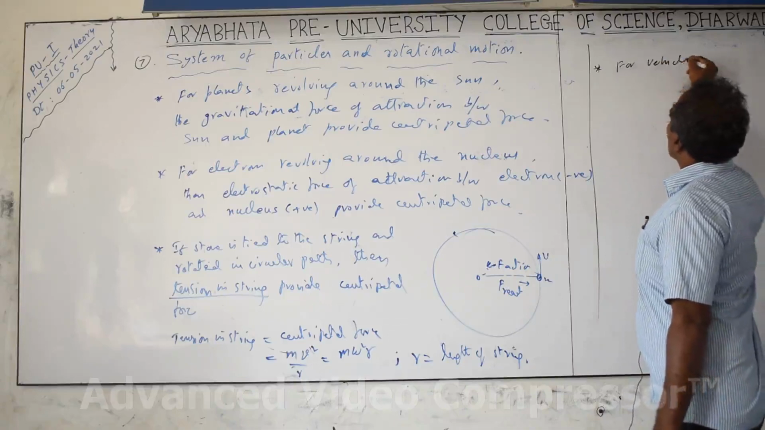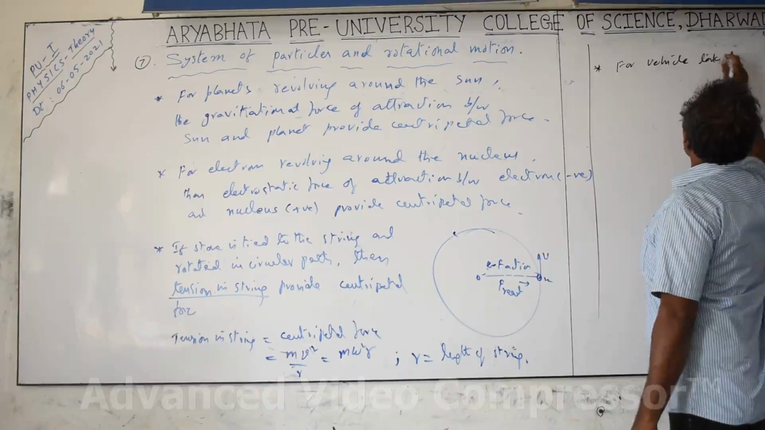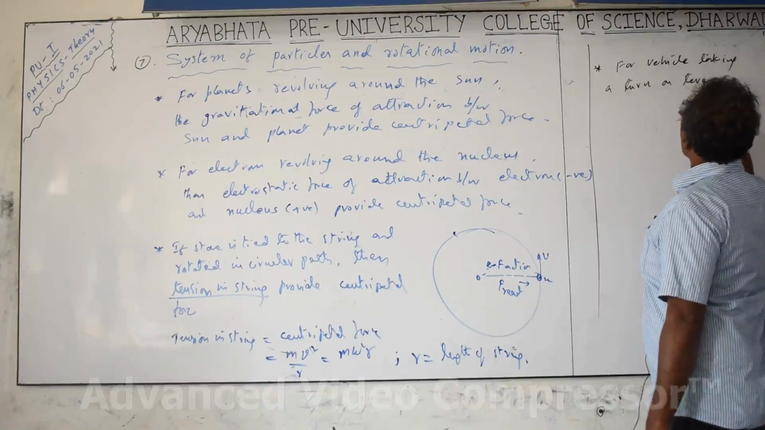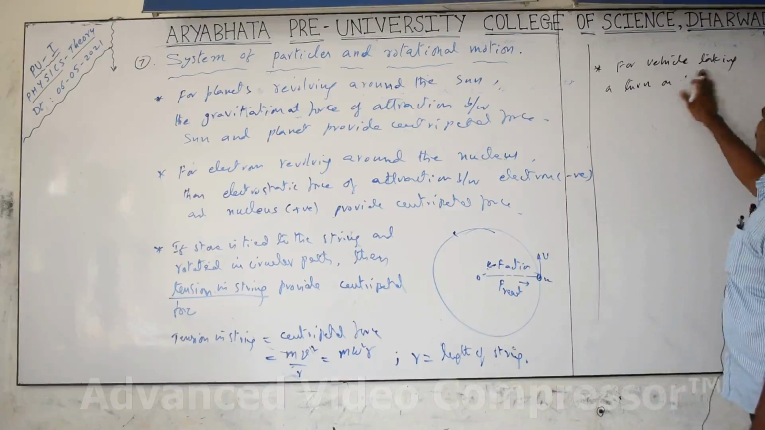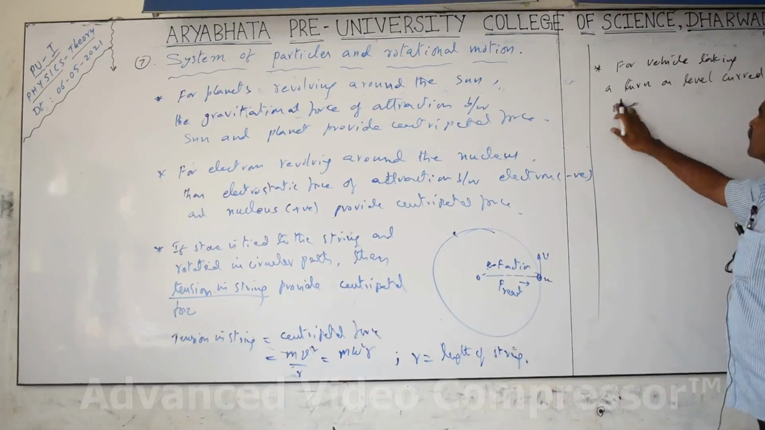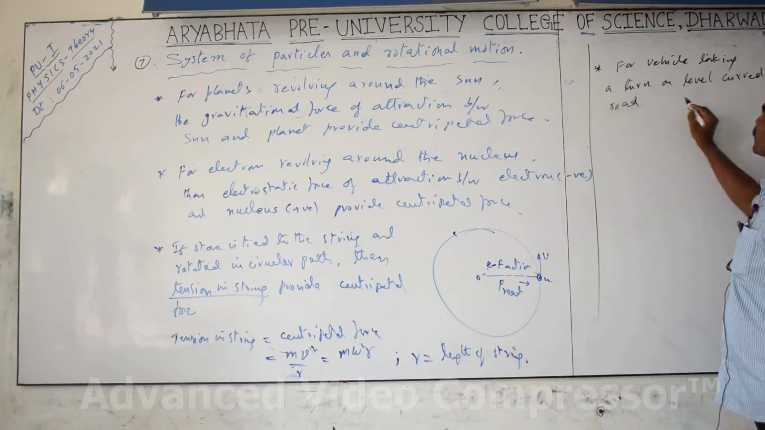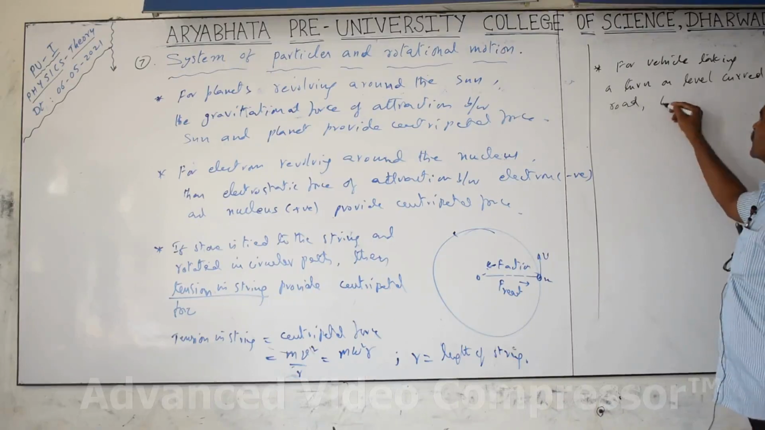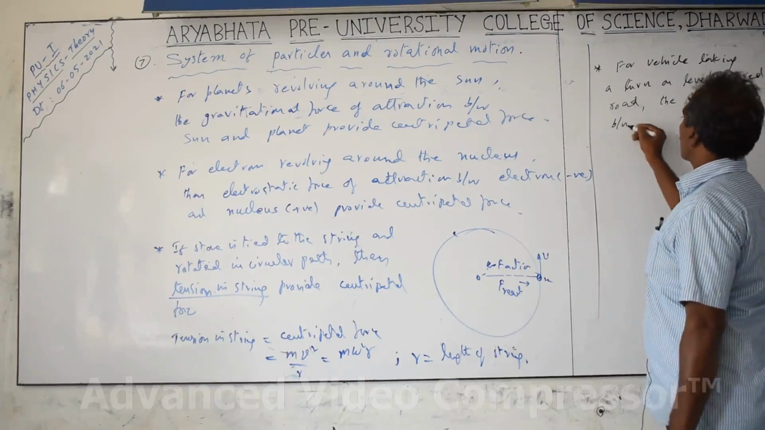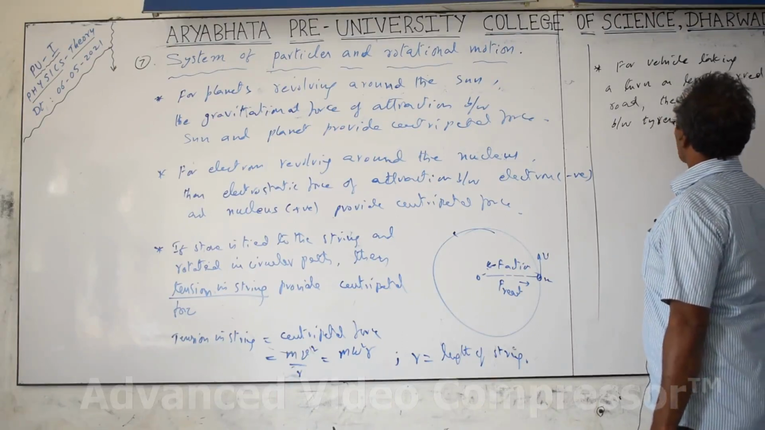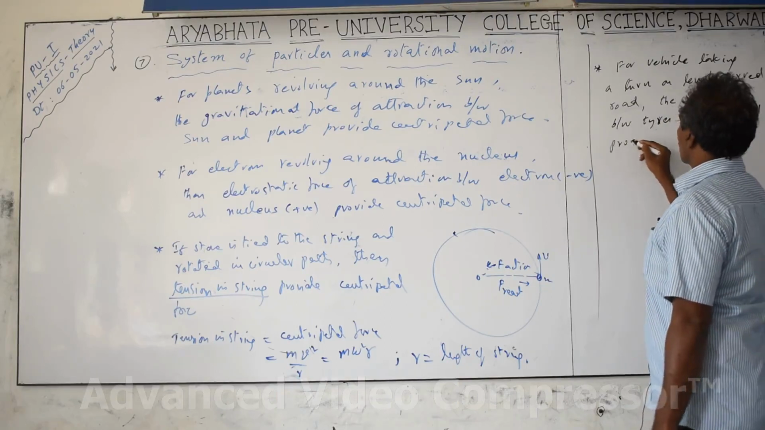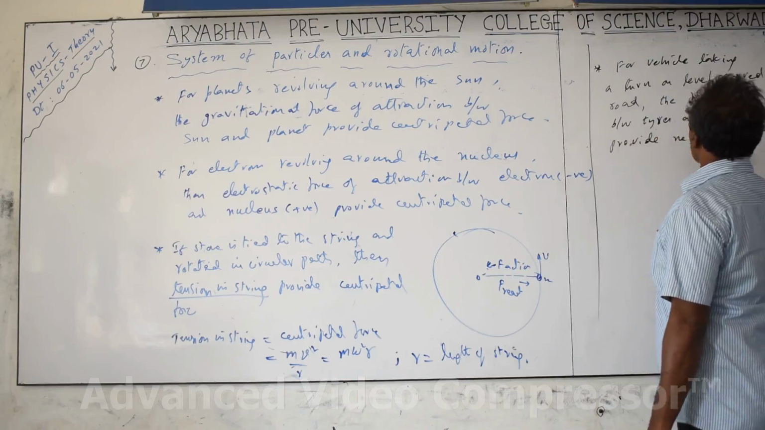For a vehicle taking a turn on level curved roads, the friction, friction itself is a force, the friction between the tire and road or ground, provides the centripetal force.